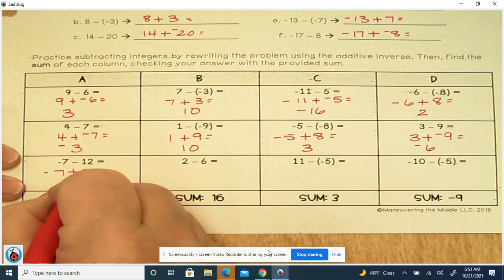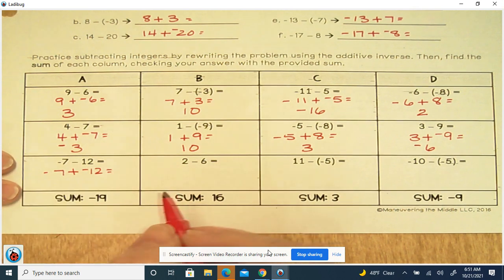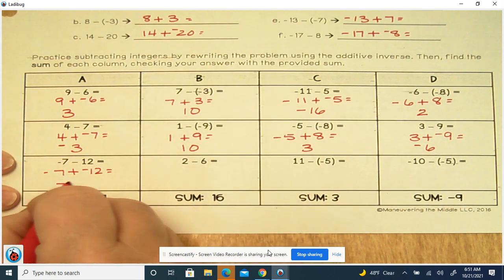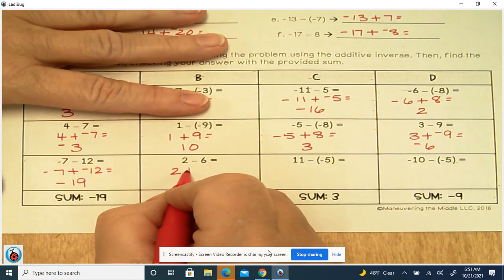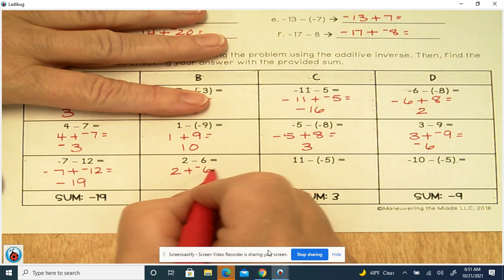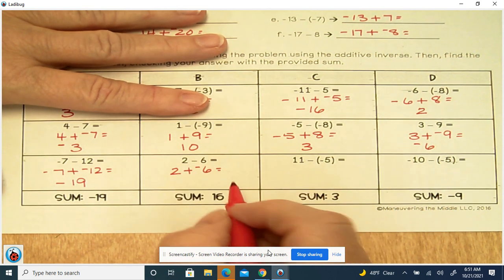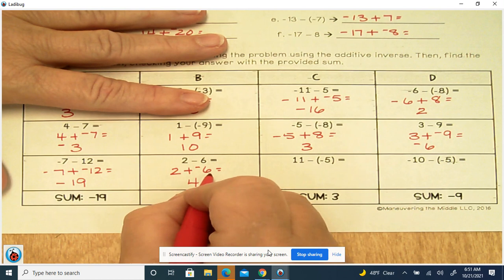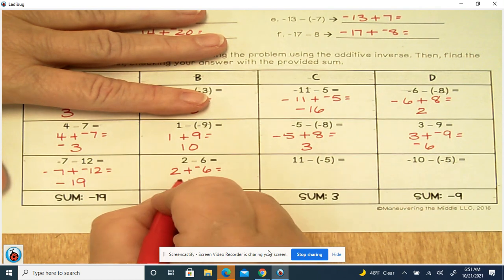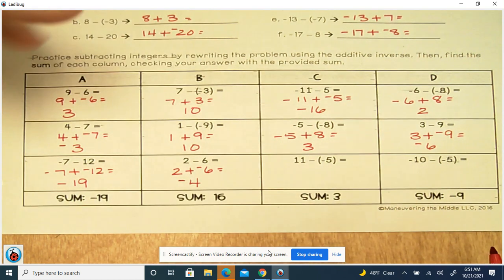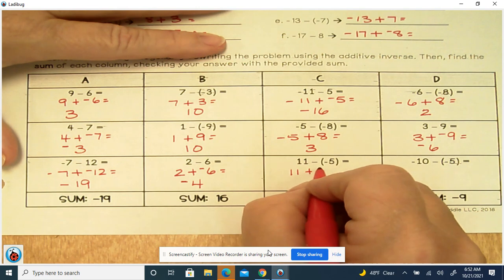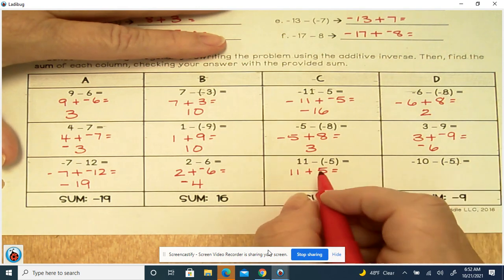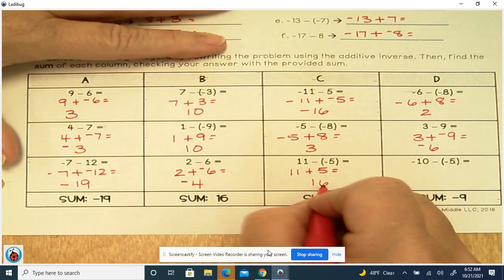Change the minus to a plus, change the sign of next. Same sign, add and keep. So that's a -19. Change a minus to a plus, change the sign of next. Different sign, subtract. 6 minus 2 is 4. 6 has the largest absolute value, and we take the negative. Remember, our absolute value is how far a number is away from 0. 11 plus 5, same sign, add and keep. The answer is 16.